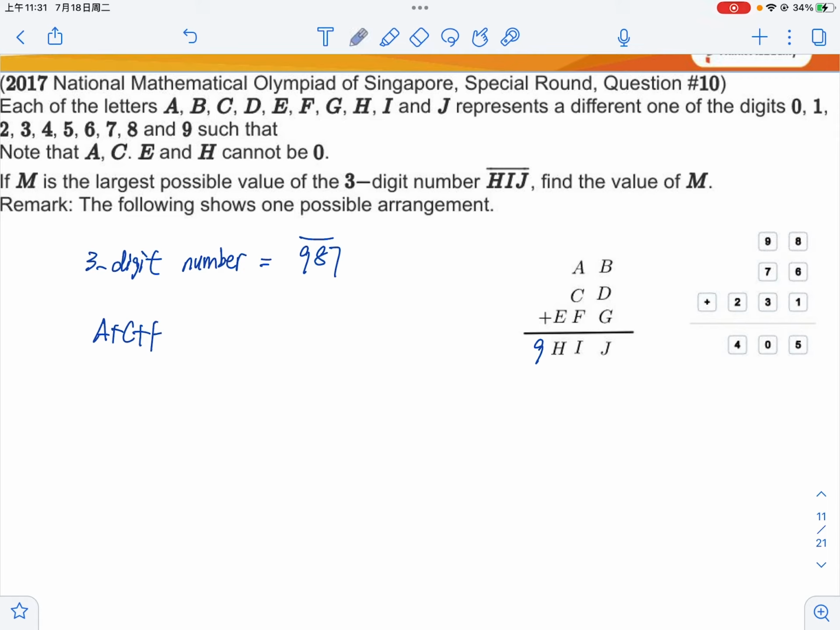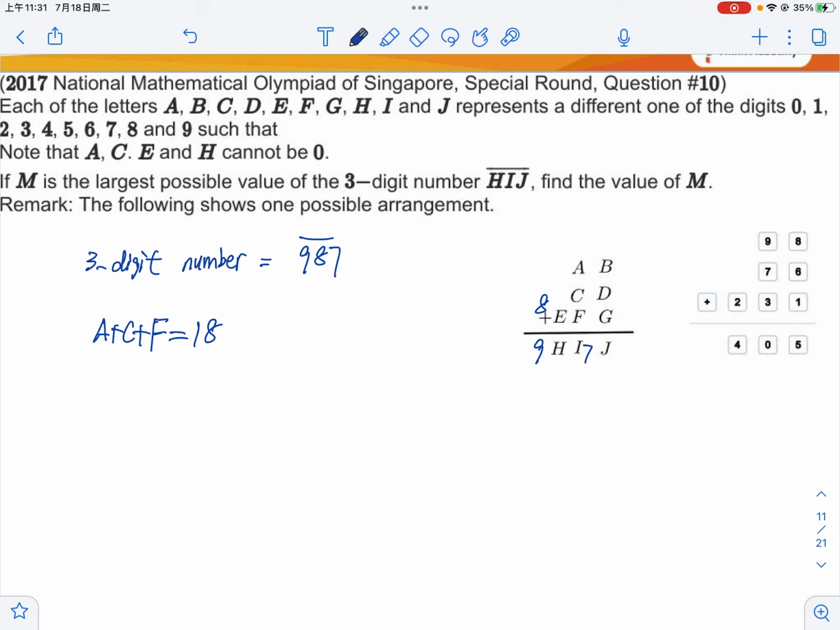Let's delete this one. So I cannot be 8. So let's try whether I can be 7. Right, so I become 7, which means E can be what? Because we want the 7 here, so E can be 8, which means A plus C plus F should be 18, right? Let's try the biggest A plus C plus F, whether it can be 18.